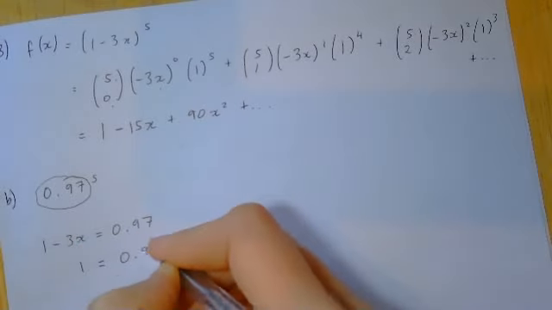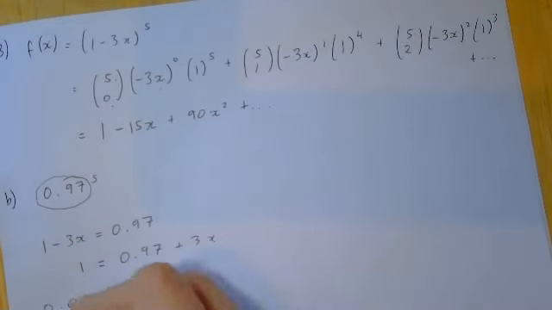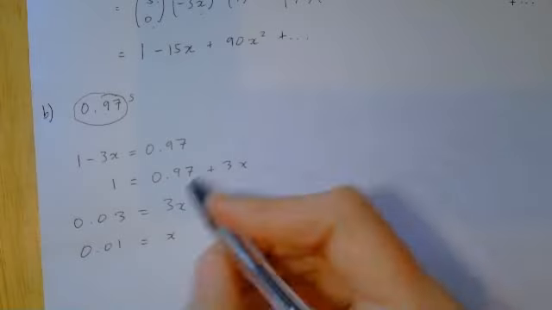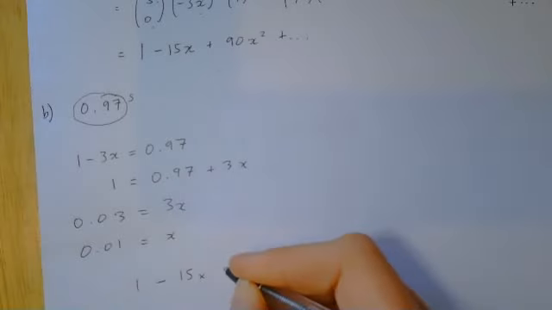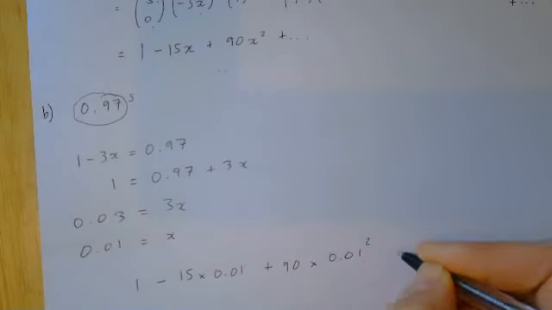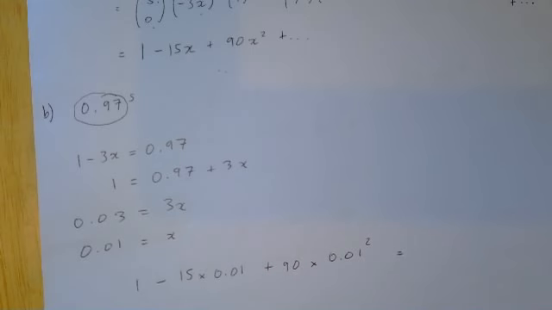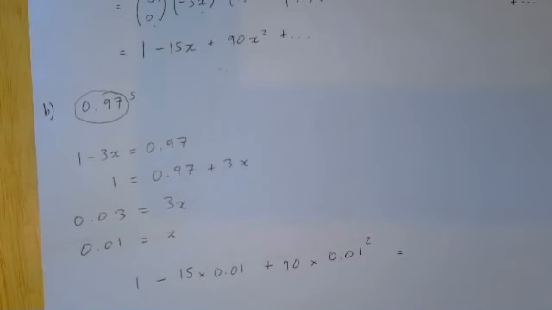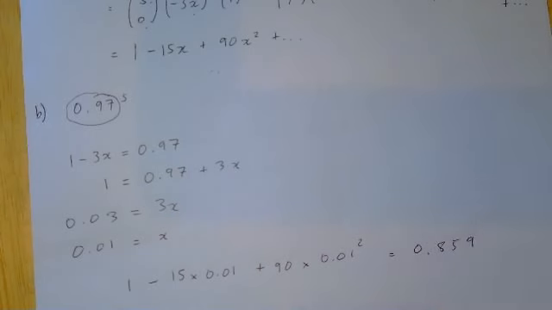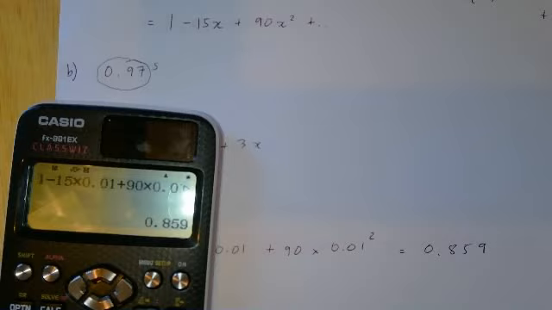So I get 1 - 3x = 0.97. So I get 0.03 equals 3x. So I get 0.01 equals x. So if I stick in 0.01 to here, I should get an approximation for 0.97 to the power 5, which is 0.859, which hopefully is an approximation for, well, let's have a look.